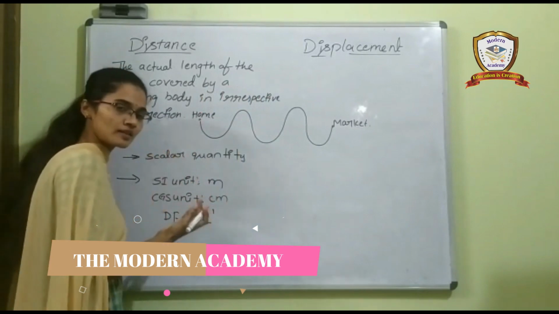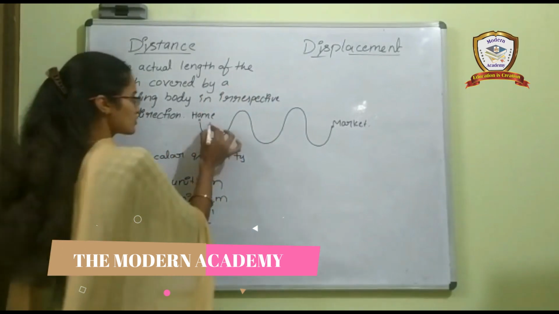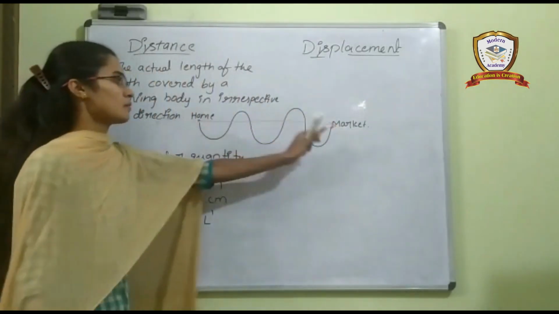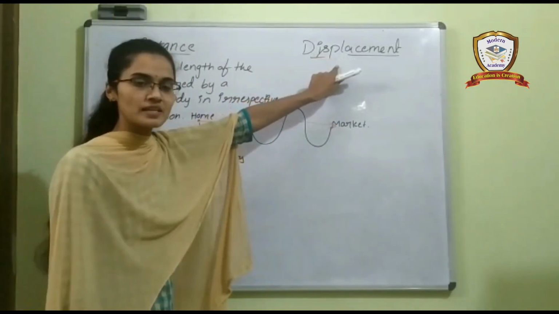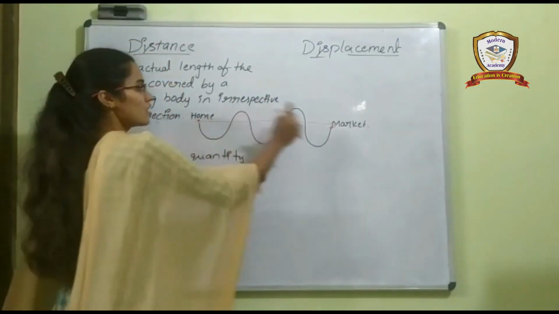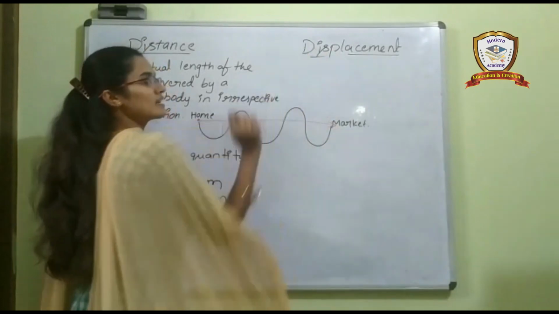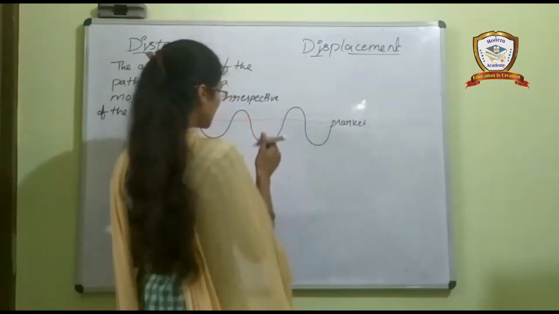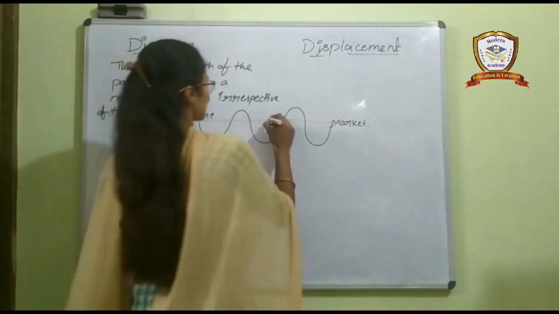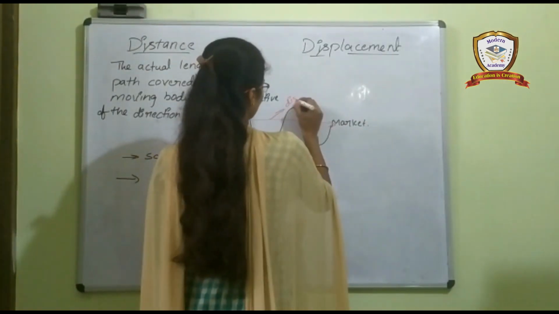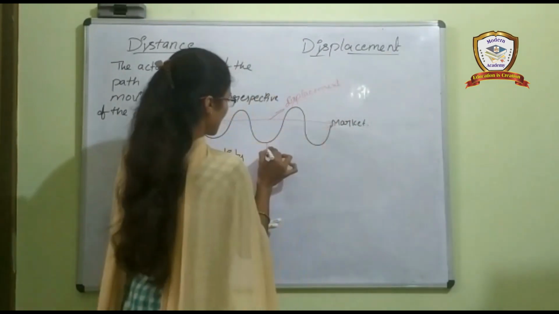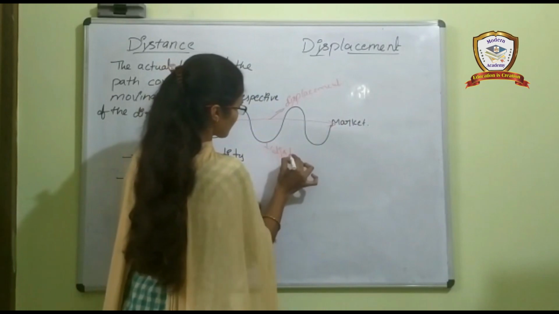So is there any other possible direction? No. So this is the shortest distance between initial and final point, that we call a displacement. What is meant by displacement? The shortest distance between initial and final point. Just observe here, displacement having particular direction. This is displacement and this is distance.